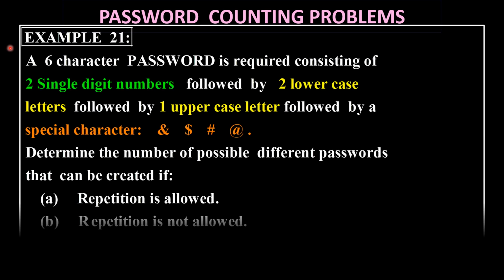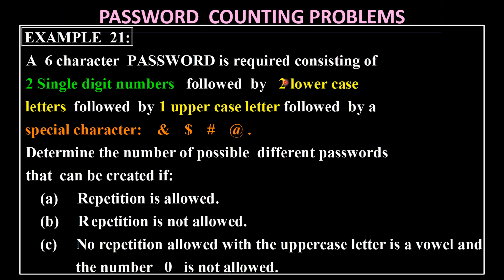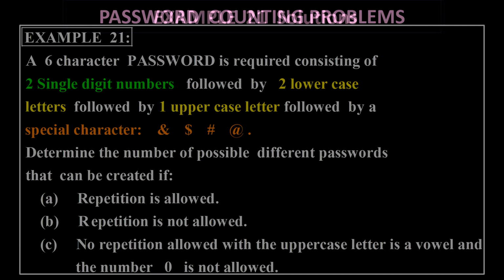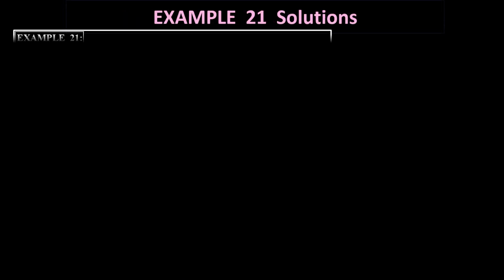So we have a 6-character password, which you should be familiar with. And now they tell you actually how the password needs to be constructed. There must be 2 single-digit numbers, followed by 2 lowercase letters, followed by 1 uppercase letter, and followed by one of these special characters, right? So there we have questions. Repetition is not allowed, repetition is allowed, and so on. So we're going to look at each one individually. Let's look at our first example here.